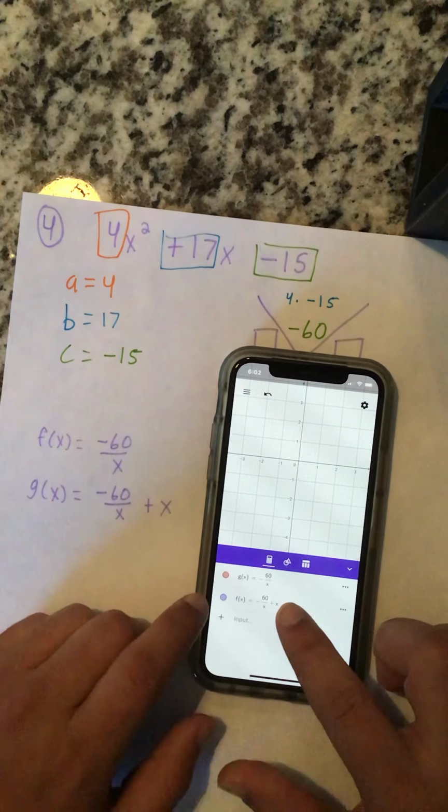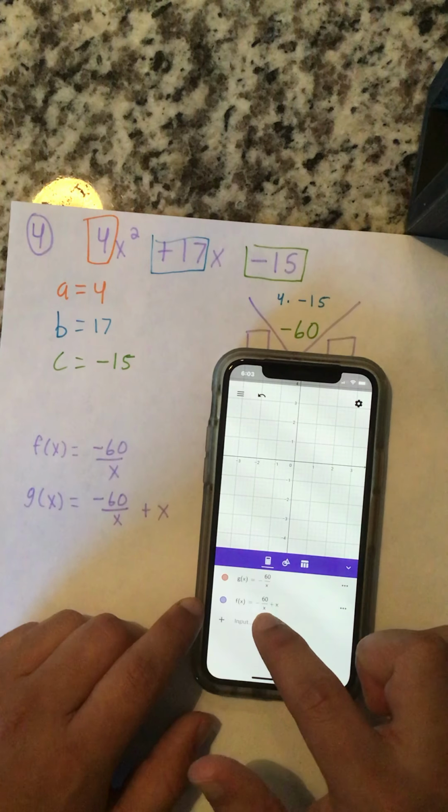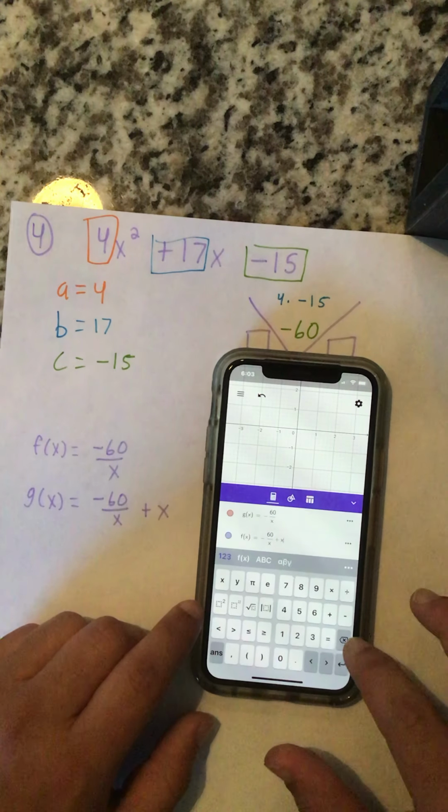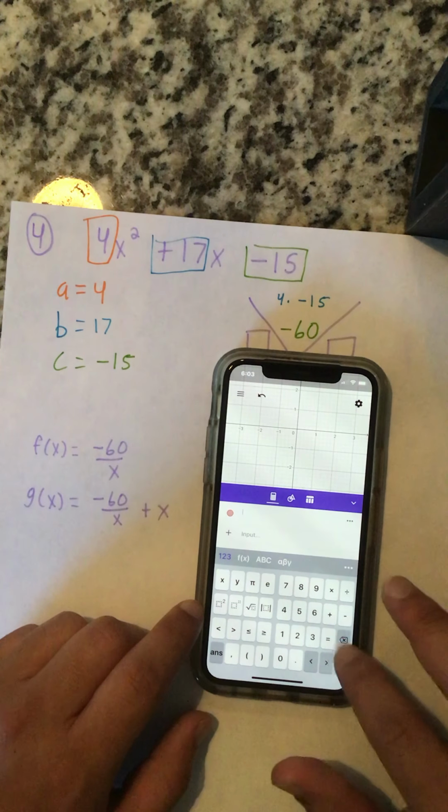See, I messed up the f of x and g of x. Y'all see what I did there? I put the g of x as the first one. F of x is that one. That's wrong. I should not have done that. So let's go back and fix it.